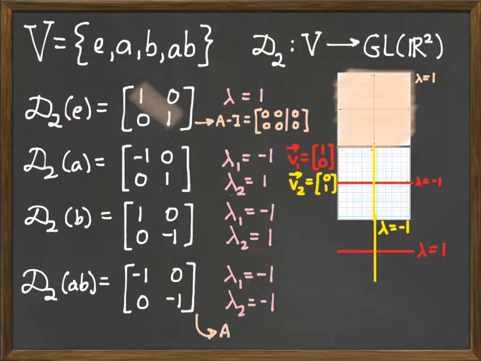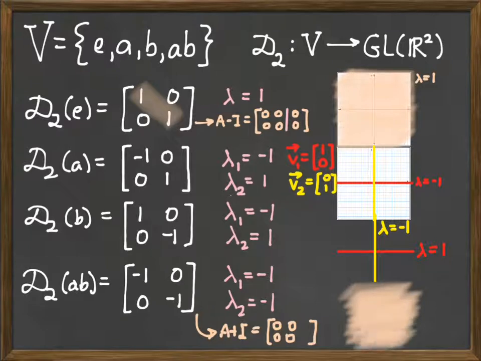for the last matrix? Well, A plus I is going to give me the 0, 0, 0, 0 matrix. So in that case, we get the identity. We get the whole xy plane, that's right. The whole xy plane has eigenvalue, this time, lambda equals -1.